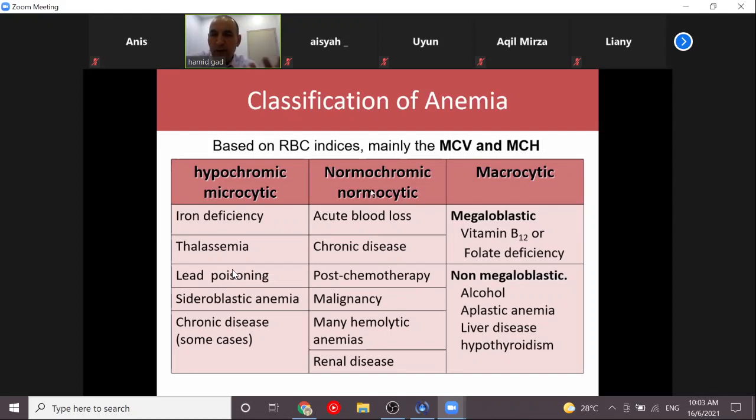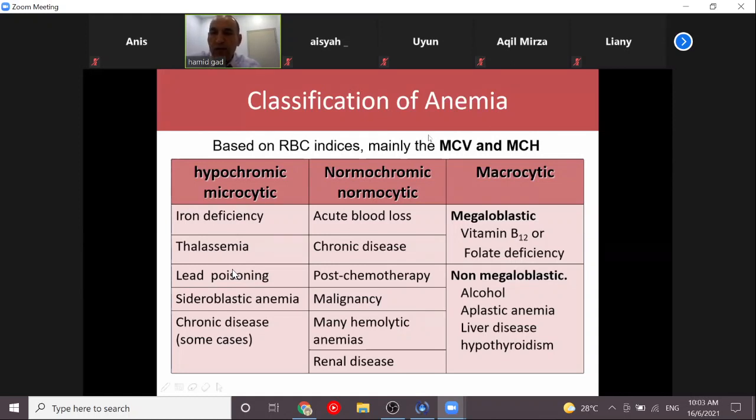If vitamin B12 and folic acid are normal, it's called non-megaloblastic, due to alcoholism, aplastic anemia, liver disease, or hypothyroidism. This one you must know. This table you must memorize and understand. Clear? The non-megaloblastic causes are all found by history. If the patient takes alcohol, you can tell from history. If the patient has chronic liver disease or hypothyroidism, we know that.